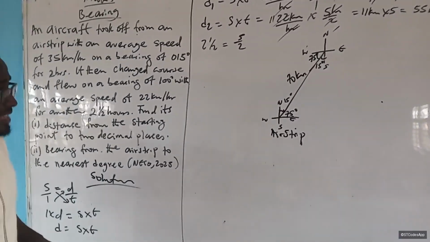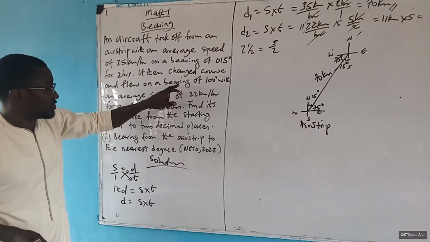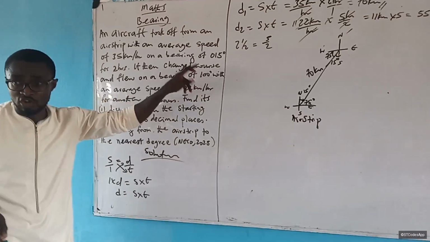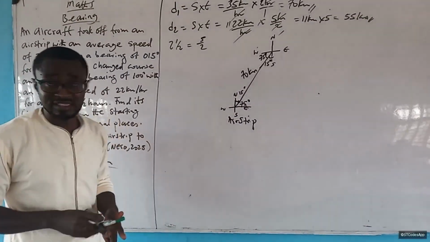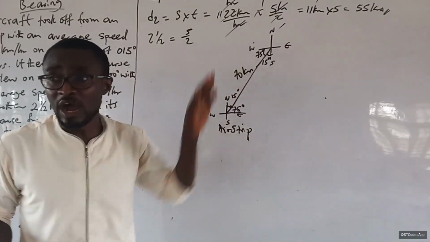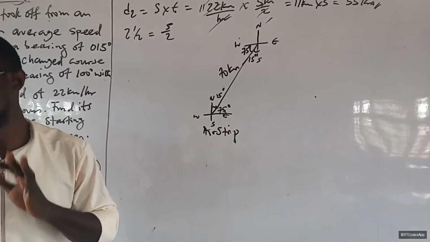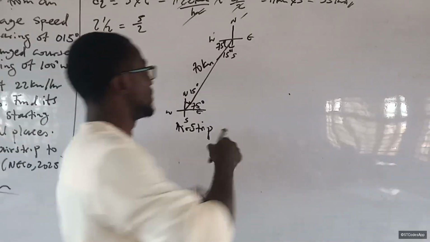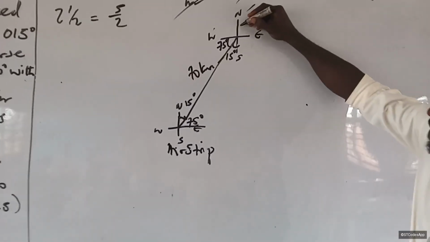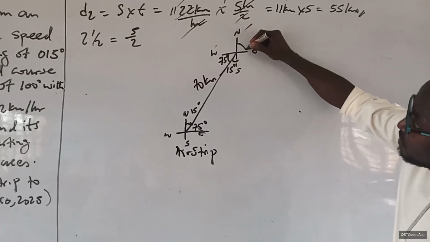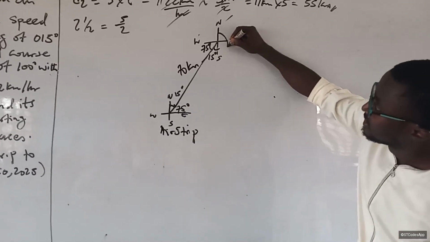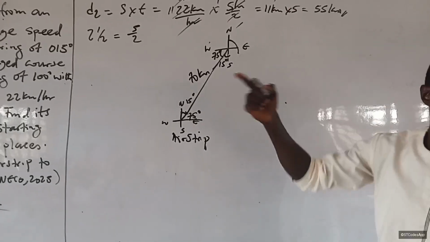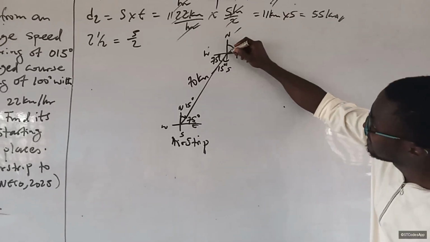Now, having done that, we are told that we then change course on a bearing of 100 degrees. So at this very spot, we take our bearing starting from the north, covering an angle of 100 degrees. Are we together? So from here, I'm going to measure my angle. From the north to the east is 90 degrees. So we have an extra 10 degrees to make a total of 100 degrees. So we have to extend this in this direction.